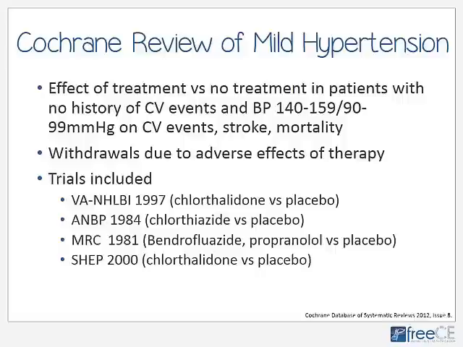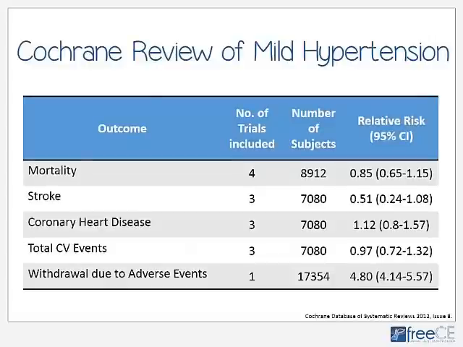It only included 4 trials because there were only 4 trials that really fit that criteria or that had subgroup analyses looking at patients who had no history of cardiovascular disease and blood pressures in that range at baseline. So you can see in this chart for the outcomes related to cardiovascular disease, stroke, and mortality, there really was no difference between patients who were treated and those who were not treated.